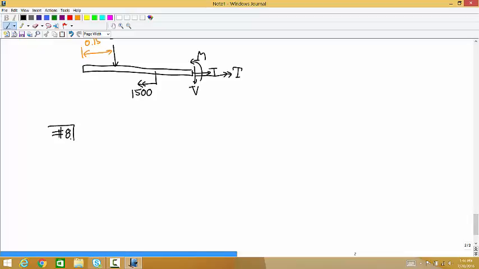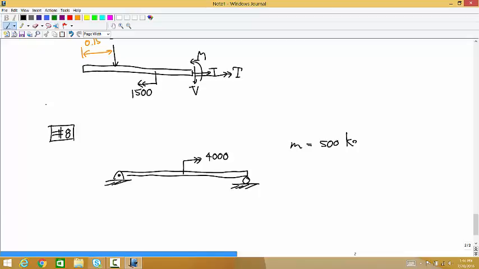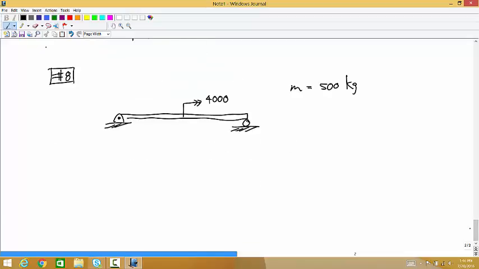So the next one, you have this point torque, and then the mass is equal to 500 kilograms. So the first thing is calculate the external loads.